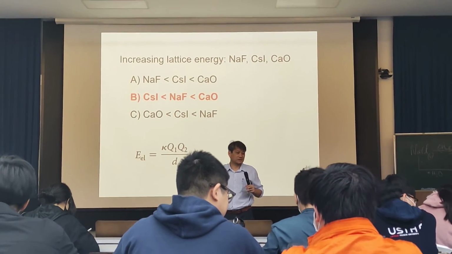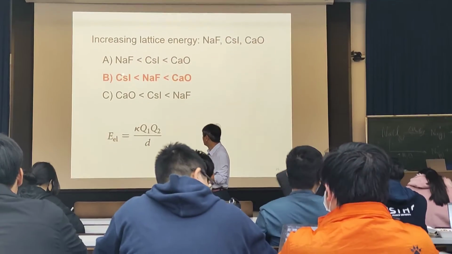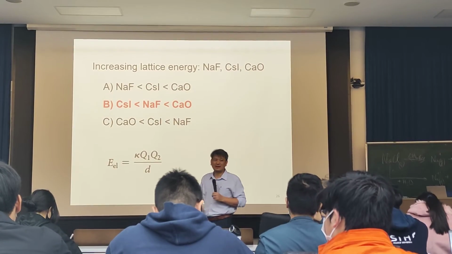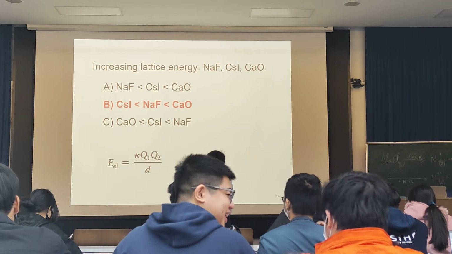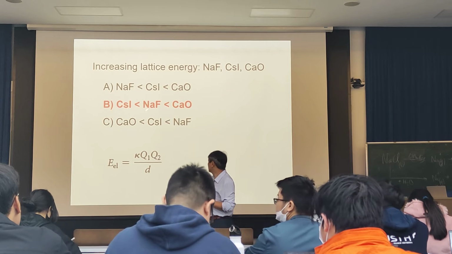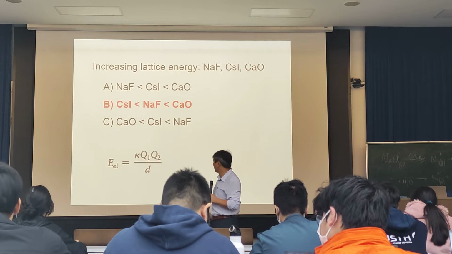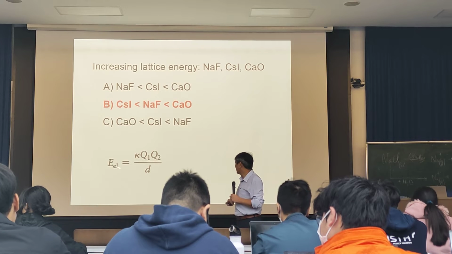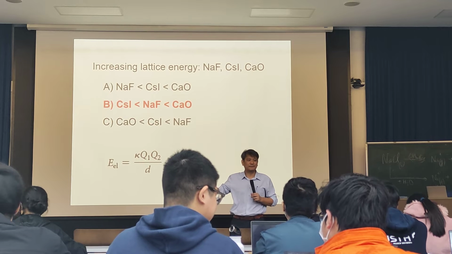Chloride is smaller than iodide, right? So if you pick up two big ions and make a bond, the distance between sodium and iodide will be much larger than the distance between sodium and chloride, right? And when the distance is larger, the energy will be smaller. Okay? Is it clear?